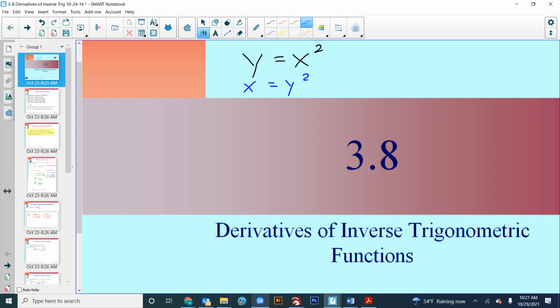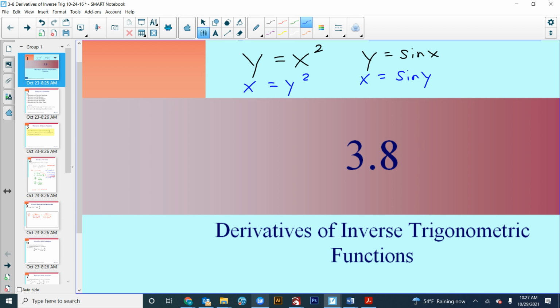So if I say y equals sine of x, then x equals sine of y is the inverse. Do you agree?